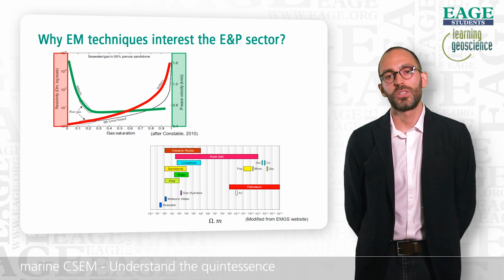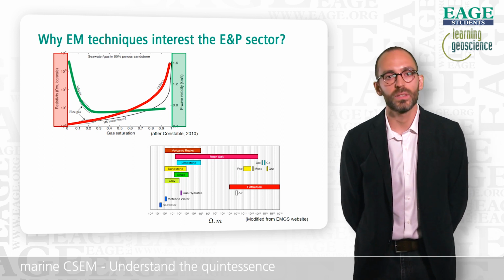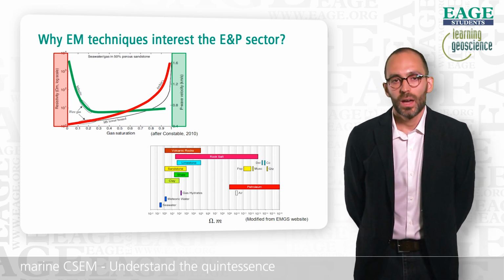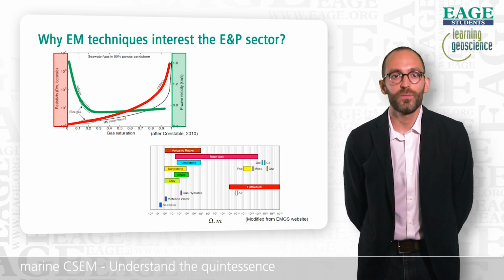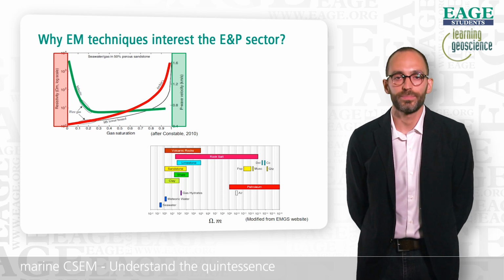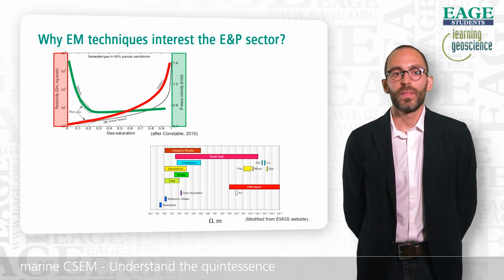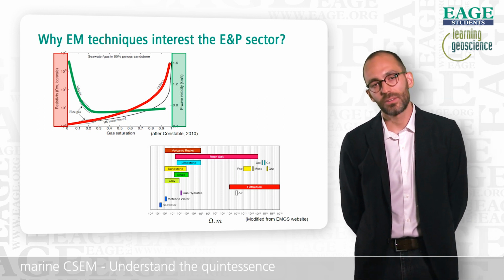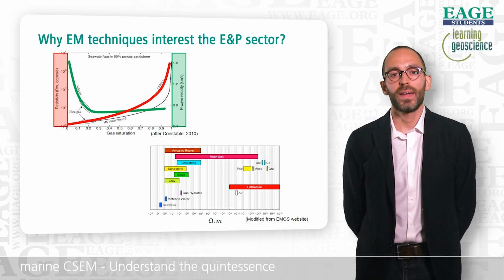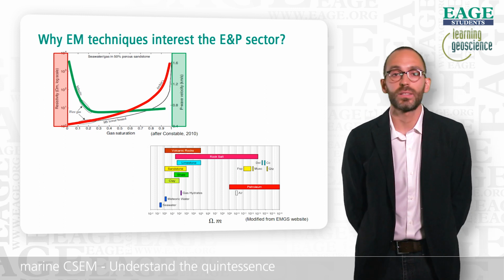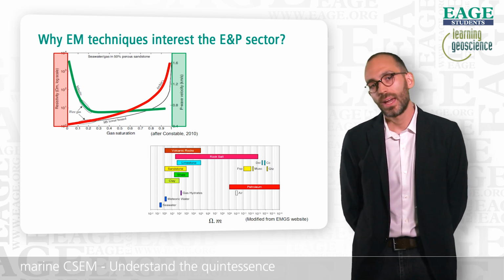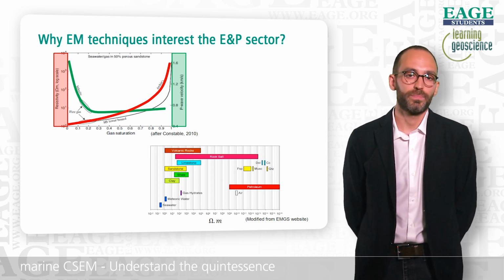And the answer lies in those two graphs you see on the slide. On the top, it shows the effect of a change of gas saturation in the pore fluid of a porous sandstone on both the acoustic wave velocity and the electric resistivity. And implicitly, that is a way to compare seismic and electromagnetic methods.